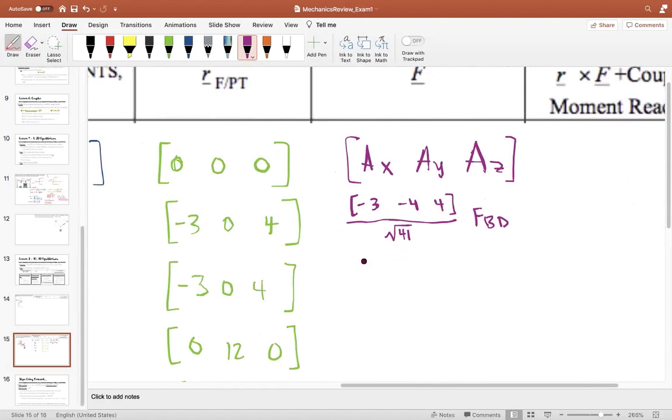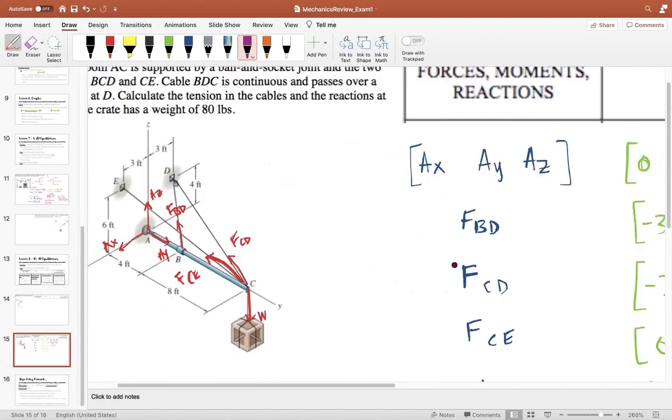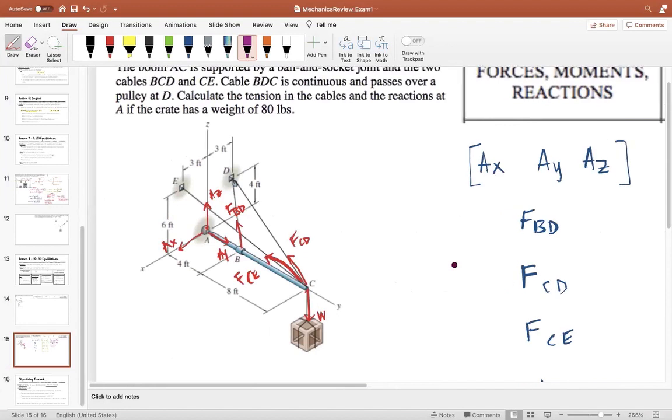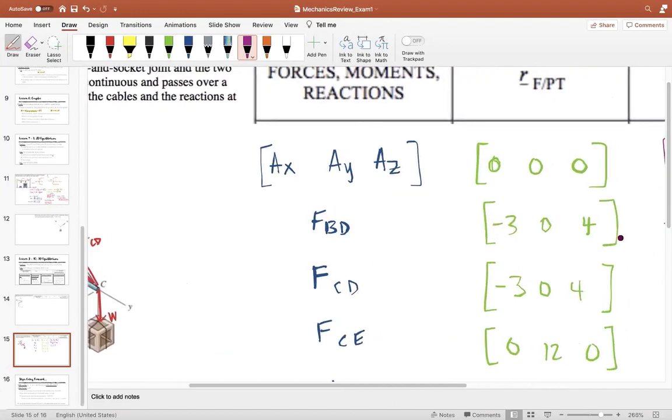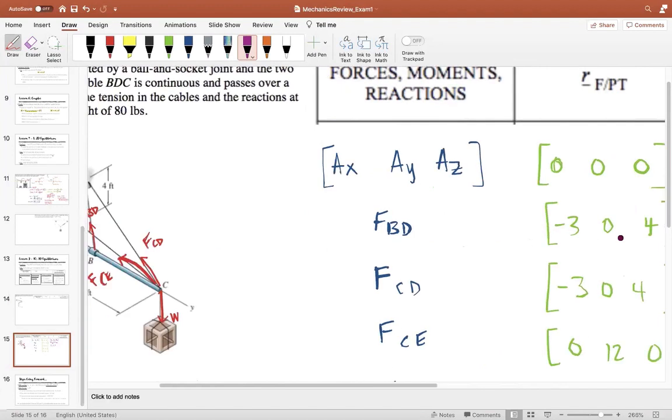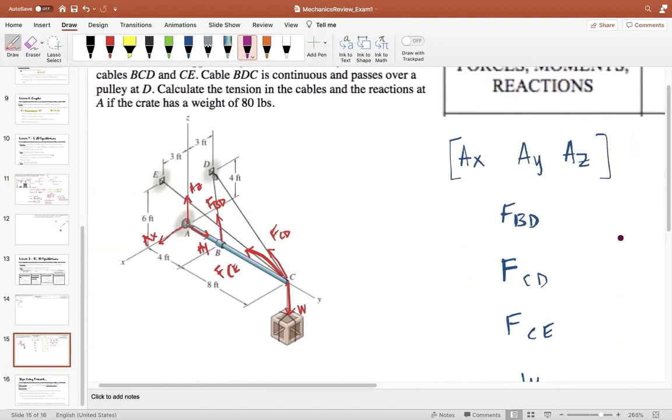I just want to make sure. On FBD, we're going from B to D, correct? Because the position of D is -3, 0, 4, wouldn't it become, to get to that point, -3, -4, -4? Exactly. Oh, I thought there was +4 at the end. B is at Z equals 0. Wait, hold on. What did you say? What you have written down is -3, -4, +4.